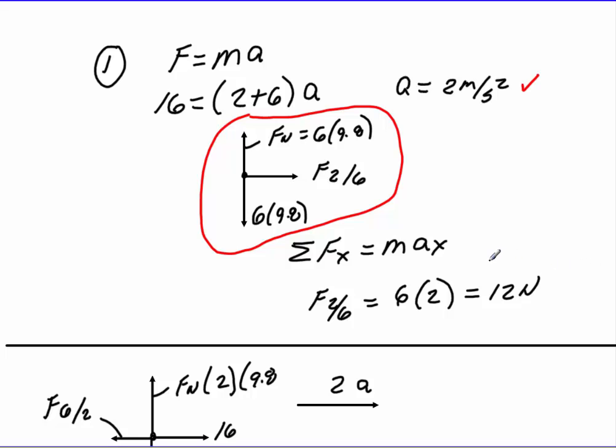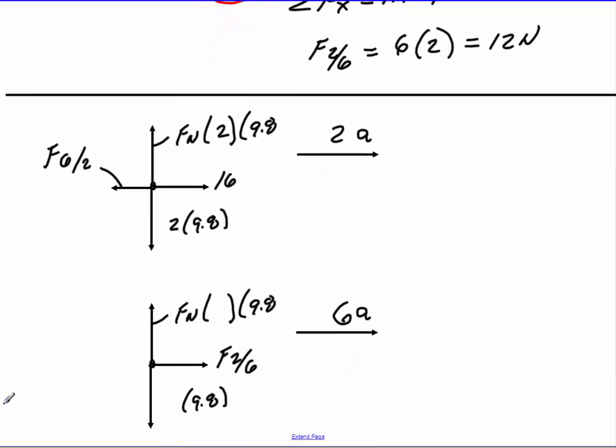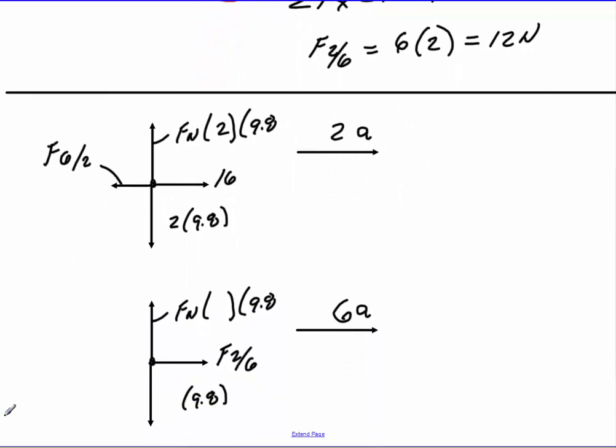Okay, that's scenario 1. Now, scenario 2, if you don't like that approach, you can draw 2 free body diagrams. This is the free body diagram of the 2 kilogram object. The force of 6 is pushing onto the 2, and I have the force of 16. You don't really need the friction forces because you don't have friction, so they don't really come into the problem.